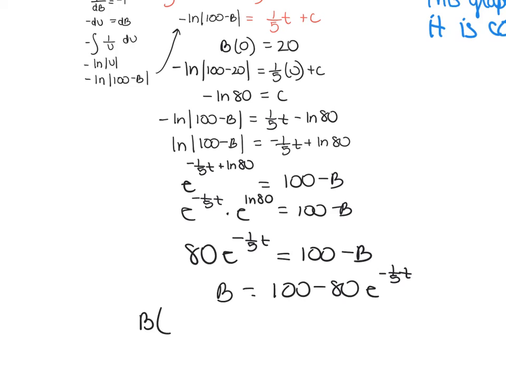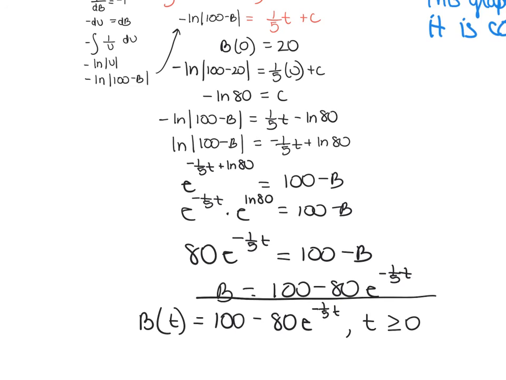So our function b in terms of time will be 100 minus 80 e to the negative 1/5 t for values greater than or equal to 0. So this equation gives us the weight of the bird with respect to time, and I think time was in days. So after however many days after the bird was born.